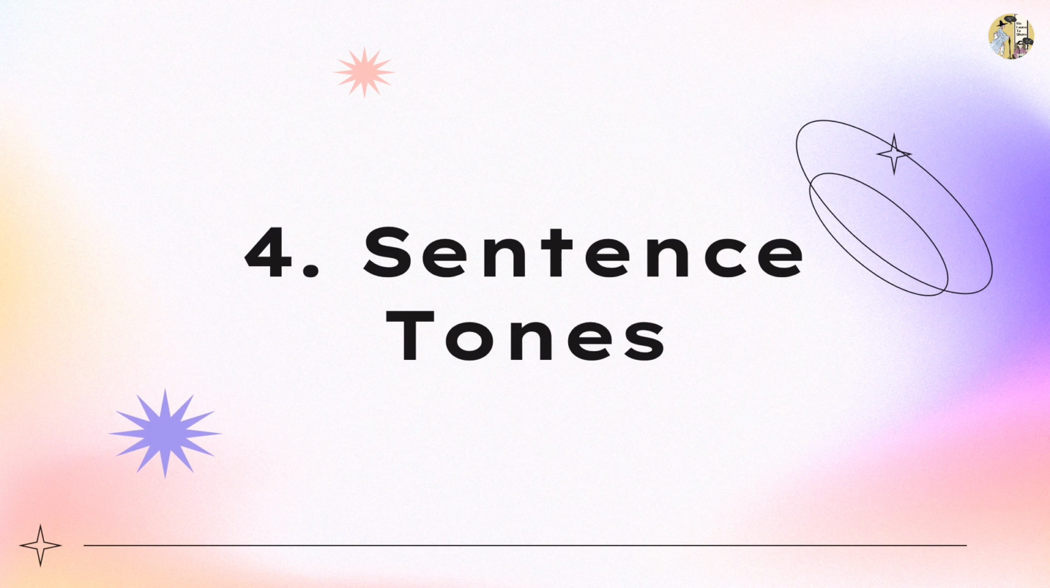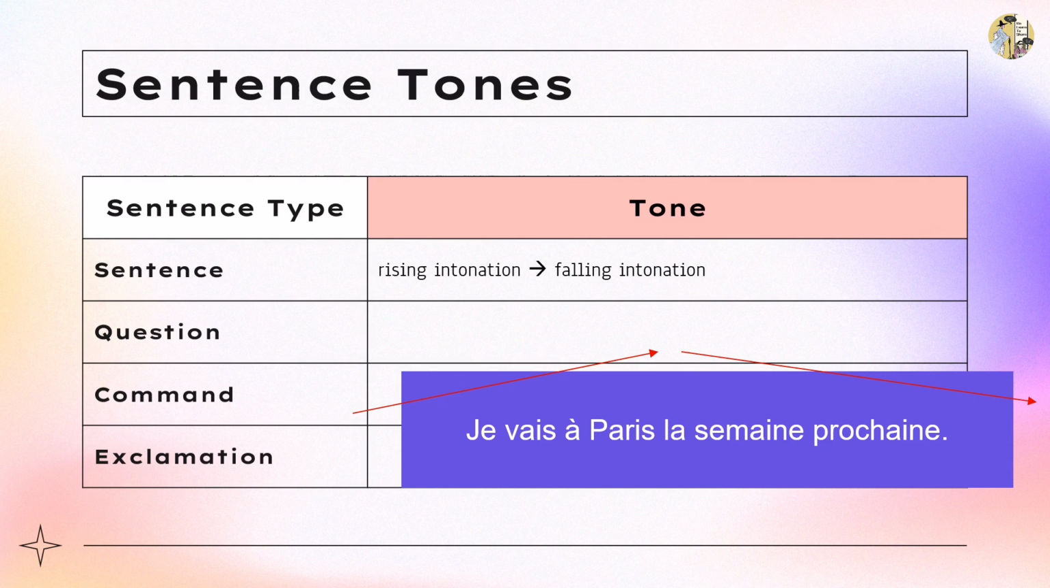Moving on to sentence tones. By sentence tones, I mean what kind of tone you should speak in, depending on the sentence type. If it's a statement, you should start with a rising intonation and then end with a falling intonation. So, je vais à Paris la semaine prochaine. You see what I did? So, je vais à Paris, this is a rising intonation, and then la semaine prochaine, it's a falling intonation. So if you're just stating something or just saying a random sentence that is not a question, command, or exclamation, you are likely to follow this tone.